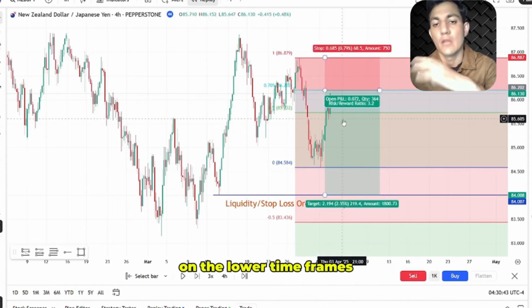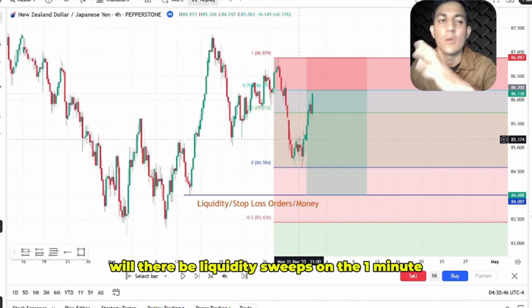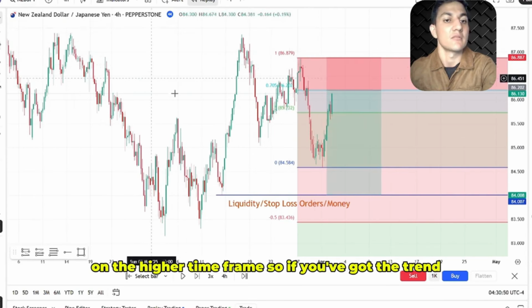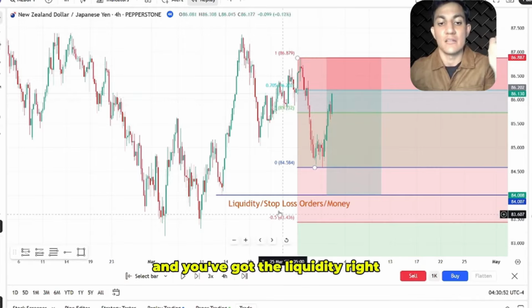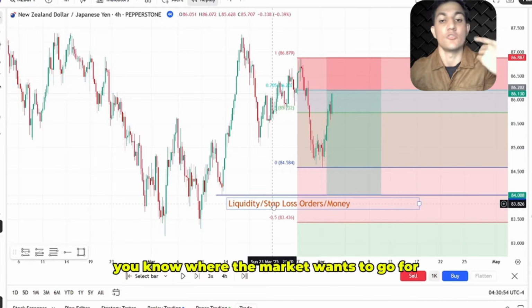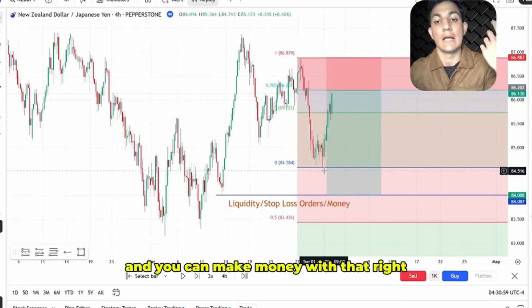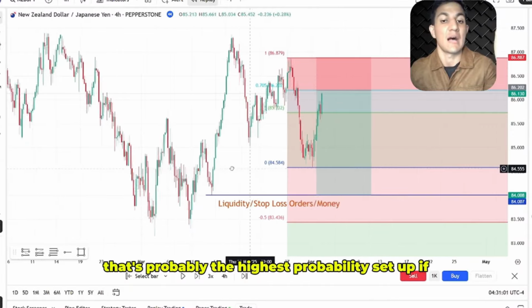Now, on the lower time frames, will there be liquidity sweeps on the 1 minute, 5 minute? Yeah. But there's not going to be that many on the higher time frames. So if you've got the trend and you've got the liquidity, you know where the money's at, you know where the market wants to go, you've got your optimal trade entry, you can make money with that, right? And in fact, that's probably the highest probability setup.